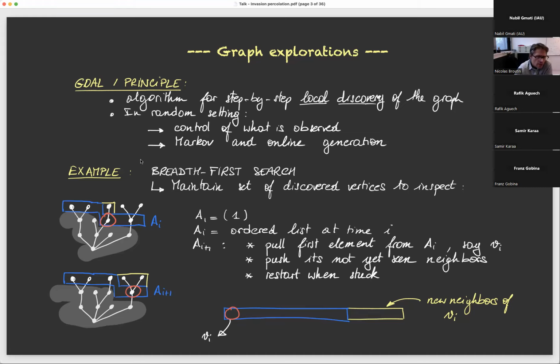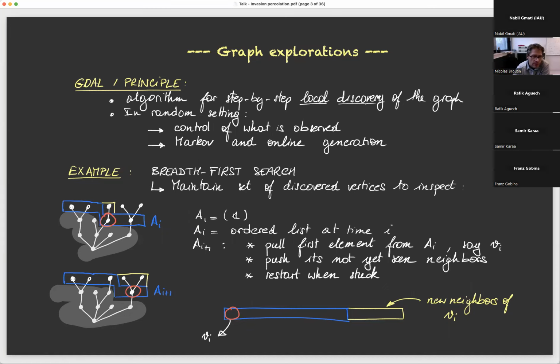So one of the main examples, and we'll see where it leads, is a breadth-first search algorithm. You can do it in a graph, you can do it in a tree. I'll just show quickly what it does here. The idea is the following. You start from one node, and you want to maintain a set of discovered vertices that are yet to explore. Assume that the set of nodes to explore is A1, then A2, A3, and so on. At step i, it will be Ai. Initially, you put vertex 1, so your nodes are labeled, let's say from 1 to n.